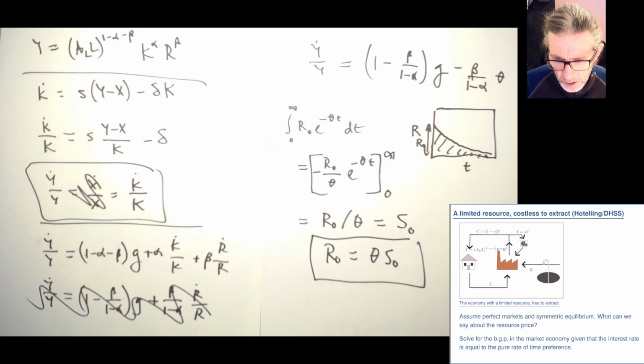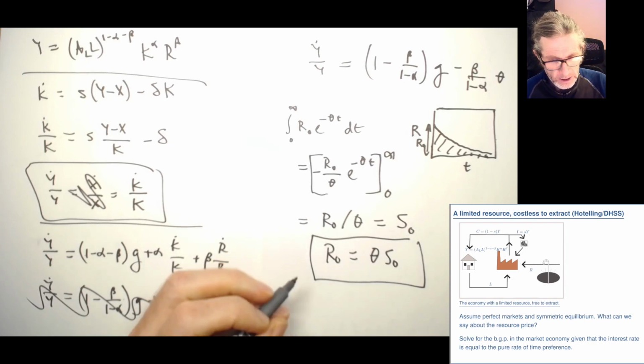Okie doke. So, second part, we're going to look at what happens in the market with this limited resource costless to extract. Assume perfect markets and symmetric equilibrium. What can we say about the resource price? And this is basically Hotelling.